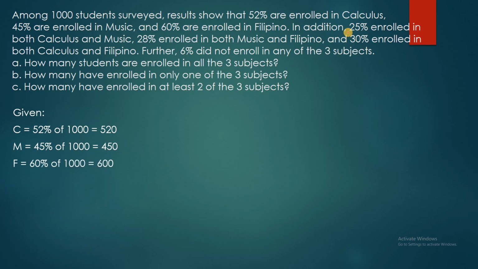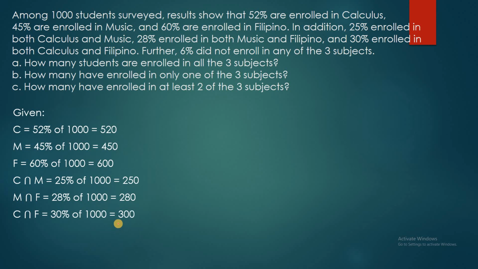The next sentence, we have in addition 25% enrolled in both calculus and music. So for Venn diagram and operations on sets, this would be the intersection of set C and set M, which is 25% of 1,000, exactly equal to 250. 28% enrolled in both music and Filipino, so this should be the intersection of the set of M and the set of F, and that is 28% of 1,000 is 280. And we have 30% enrolled in calculus and Filipino, so the intersection of set C and F, that would be 30% of 1,000, which is exactly 300.